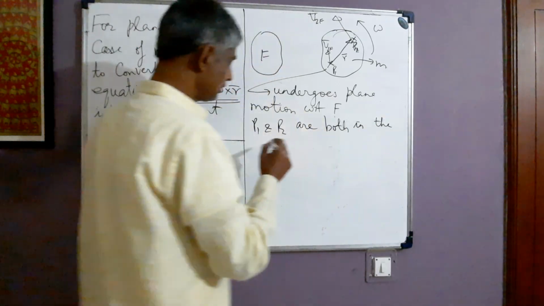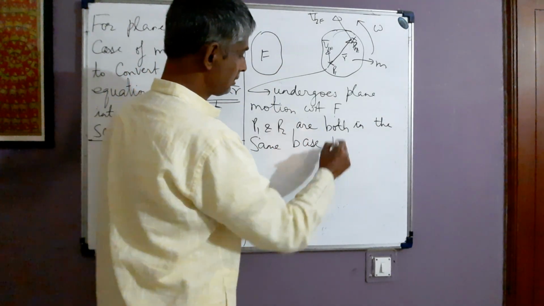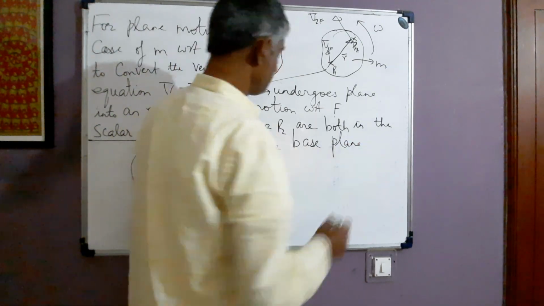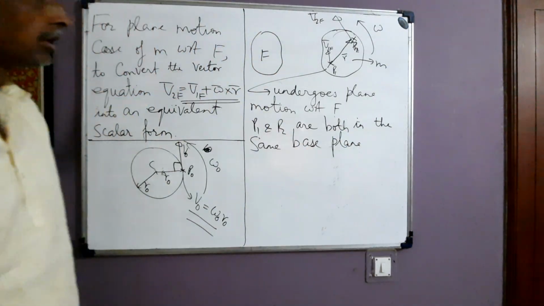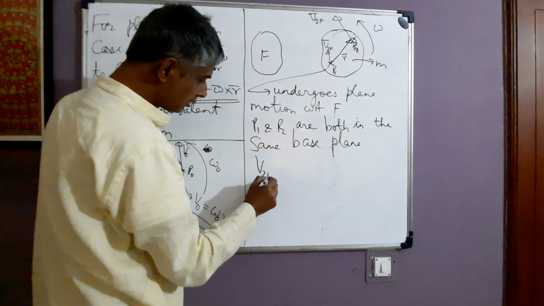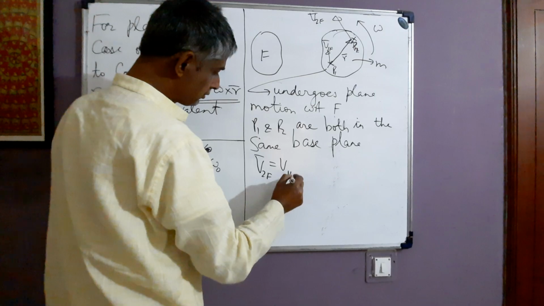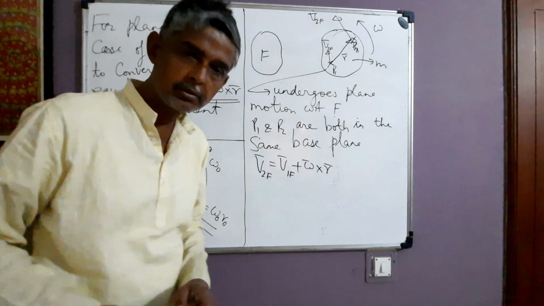They are both in the same base plane. Okay. So we know the vector form of the velocity equation: V2F is equal to V1F plus omega cross R.